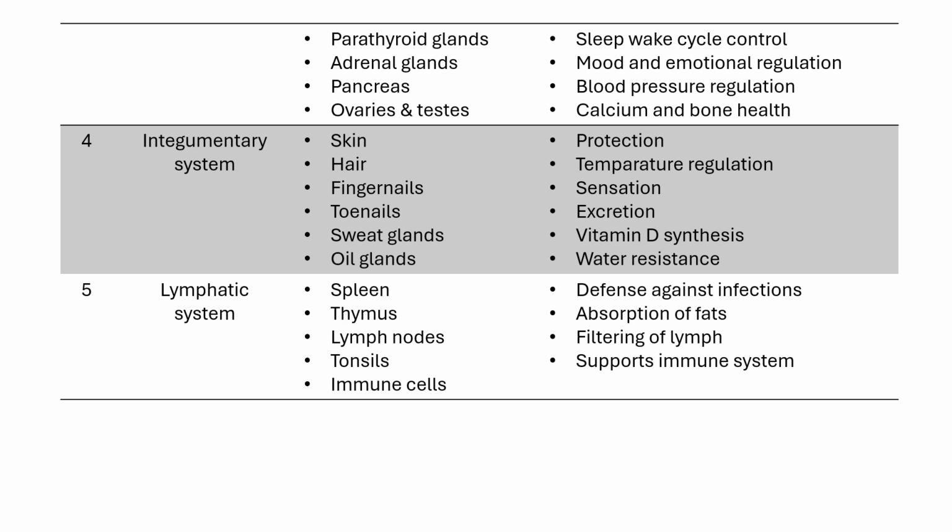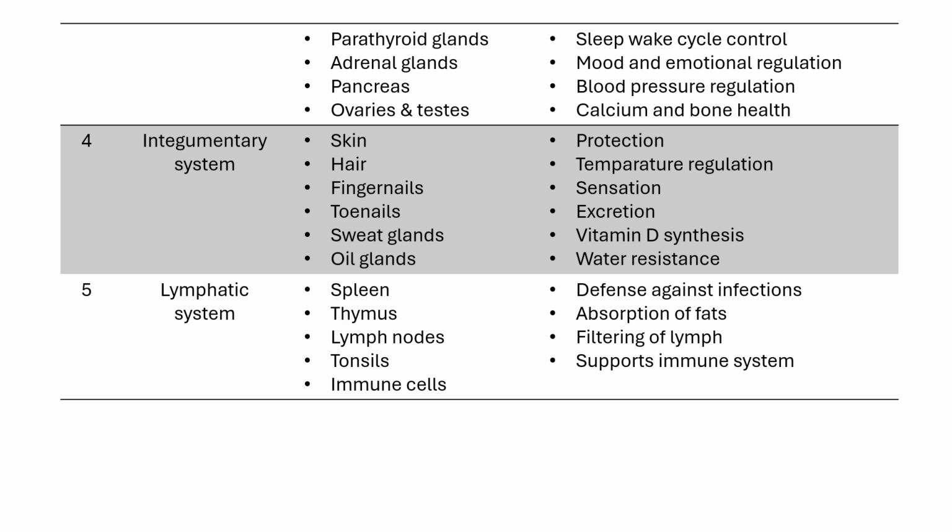Next is absorption of fat. Lymph absorbs fats and fat soluble vitamins like A, D, E, K, these vitamins from the digestive system and transports these to the bloodstream through structures called lacteals.